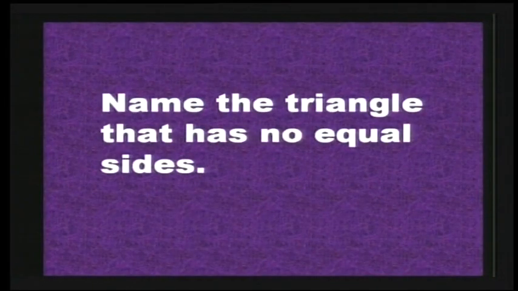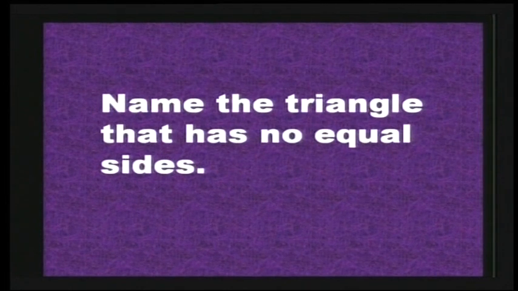The first exercise says, name the triangle that has no equal sides. I would like you to discuss in your small groups, what do you think the name of the triangle that has no equal sides is? Try to reflect back to what you have done in your previous lesson on the types of triangles. If your group is finished, raise your hand. Very good. Some groups are finished.